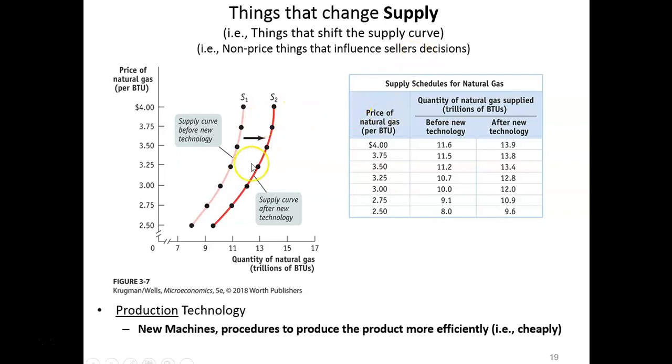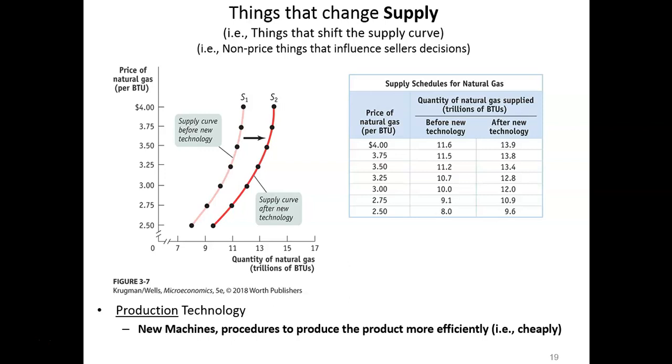So that's an example of this, right? New machines or new procedures, hydrofracking, that make it more possible or more efficient, cheaper to produce a product. Well, that's going to increase supply, because if it's cheaper to produce, the costs of production are lower. So at each price, the profit is higher. And that's going to create more of an incentive to produce it.